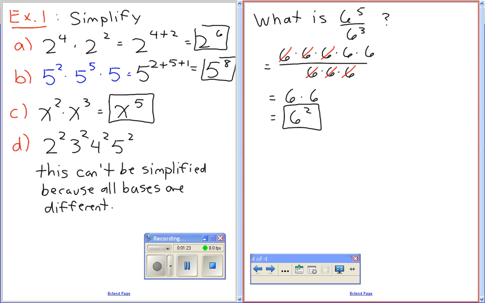How did I get the 2? What's another way to say I got that 2 other than doing this the long way? Yeah, I just looked at the exponents and I said 5 minus 3 is 2. This is called the division law.